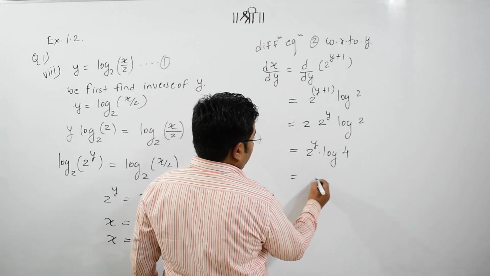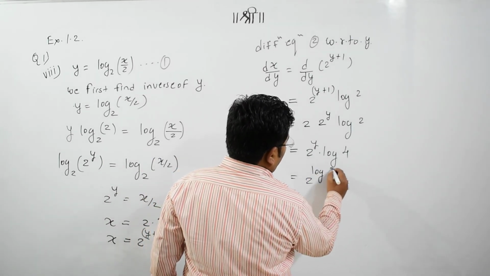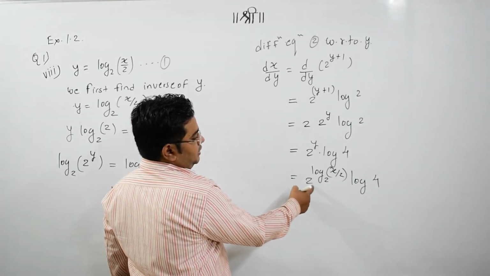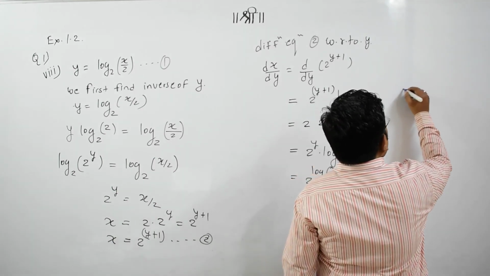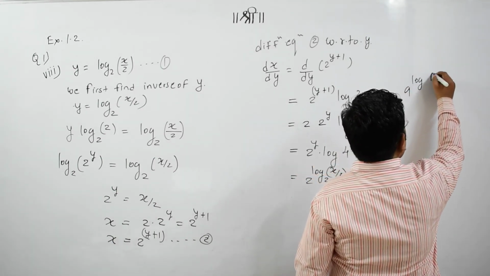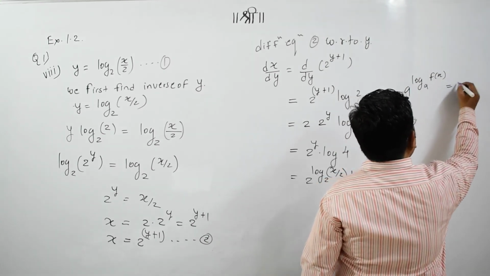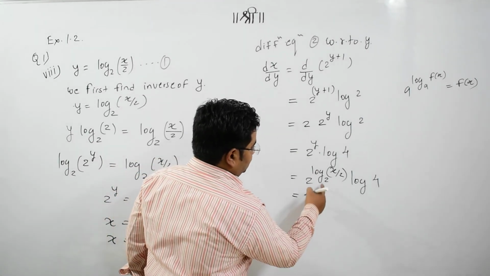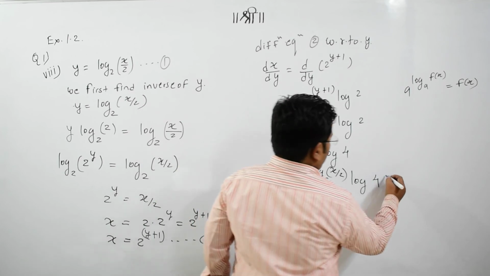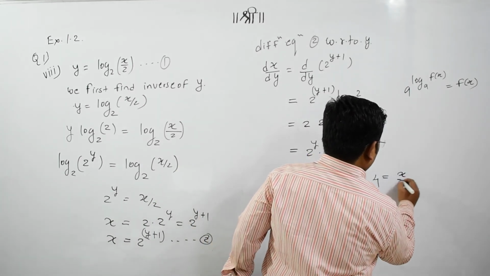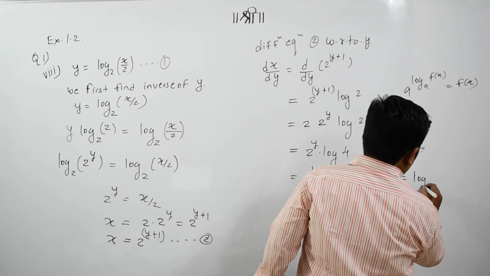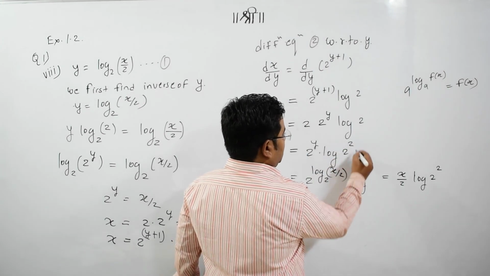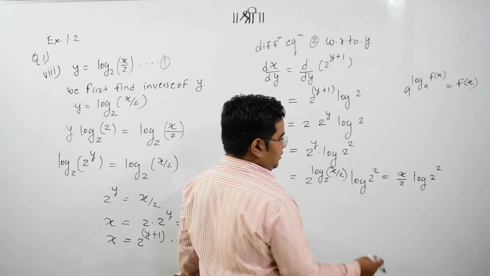Now substitute the value of y. So 2 raised to log of x by 2 base 2 into log of 4. Again we are having that formula. What is that formula? A raised to log of f of x base a is equal to f of x. So apply that formula over here. What will you get? This is nothing but x by 2 into log of 2 raised to 2. I would like to keep this 2 raised to 2 as it is.